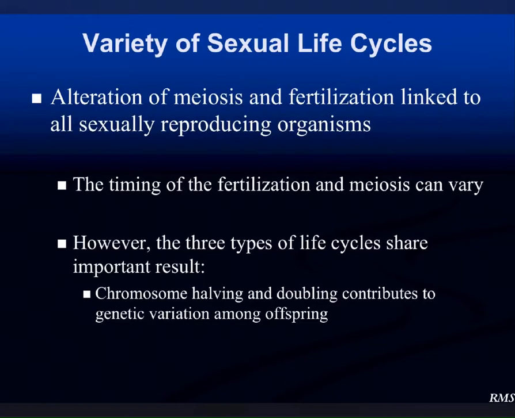When you look at different organisms, there's a variety of different sexual life cycles. So we're going to compare the fungi to animals and plants to see how the timing of fertilization and how meiosis can vary. No matter what we're looking at, though, the three types of life cycles are going to share important results. There's always going to be chromosomes being cut in half, and once they're cut in half, you're then going to double. There's going to be doubling and halving going back and forth, and that's going to contribute to the genetic variation that you get with sexual reproduction.